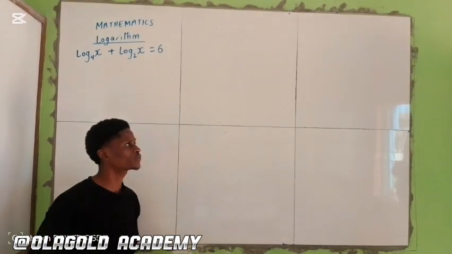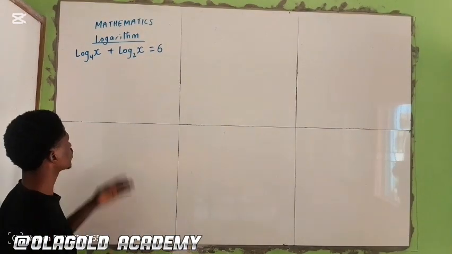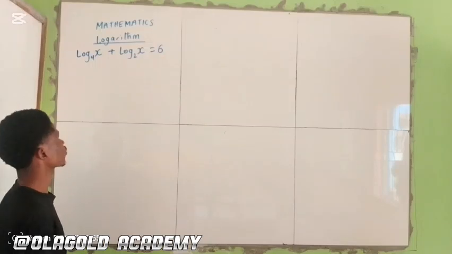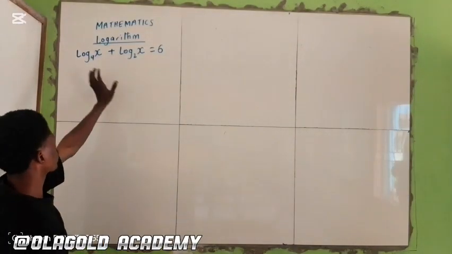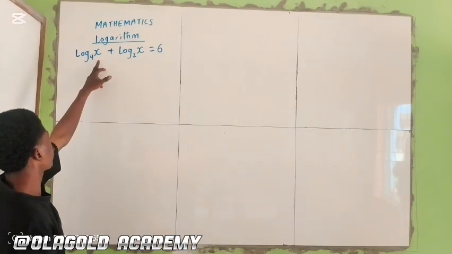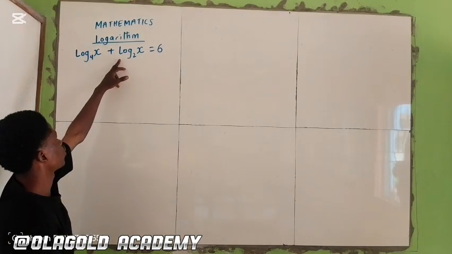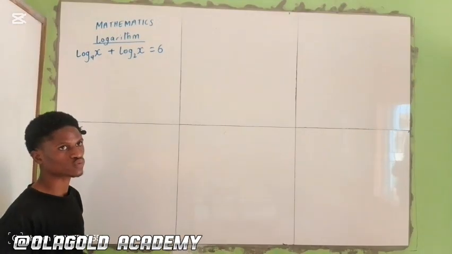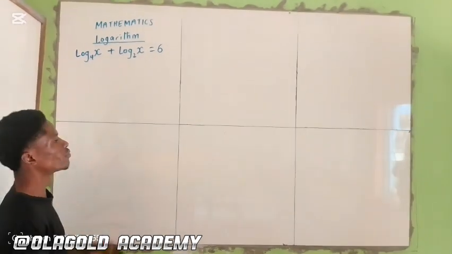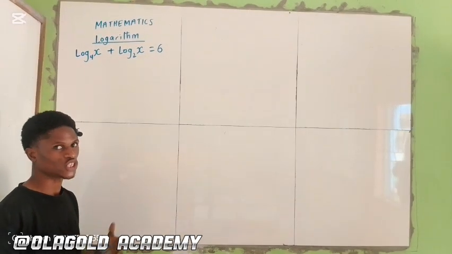Now, on the board, we're having a question under a topic in mathematics known as logarithm. We're having a question to solve on the board which says log 4 of x plus log 2 of x equals 6. Now, how do we go about a question like this? It's very simple.